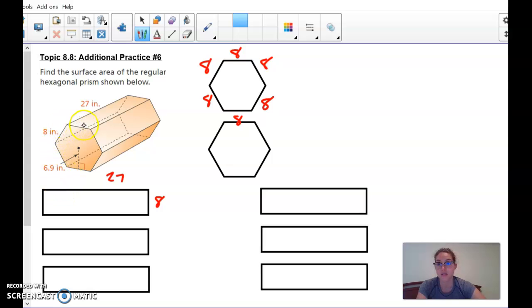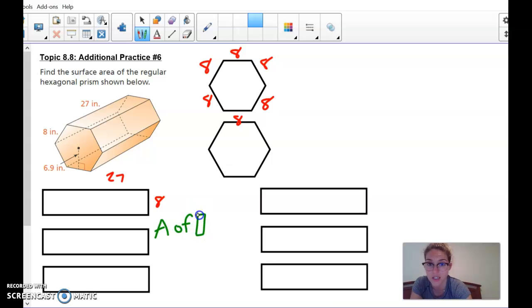Now, if all the side lengths of this hexagon are 8, that means all the widths of these rectangles are 8. And if it's a prism, a hexagonal prism, then all of the side lengths of these rectangles should be the same because the 2 bases should be parallel. So that means all the lengths of these rectangles should also be 27 inches. So that means that every one of these rectangles is actually going to be the same rectangle. And if I find the area of one, I should be finding the area of all of them.